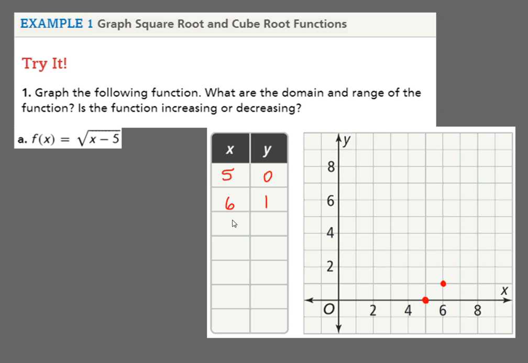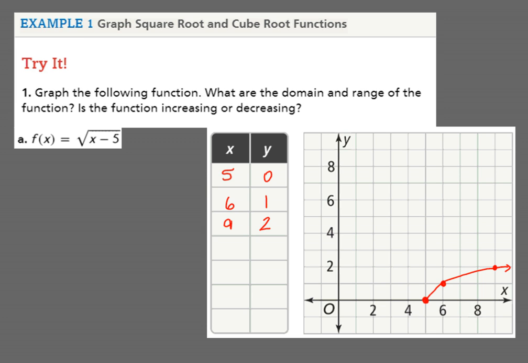Plug in 8, that would give me 3. 8 minus 5 is 3. I don't know the square root of 3. Plug in 9, and 9 minus 5 is 4. The square root of 4 is 2. So (9, 2) is a point. So it's not a straight line. What it is, is kind of a sideways parabola. And actually, that's exactly what it is. It's a sideways parabola.